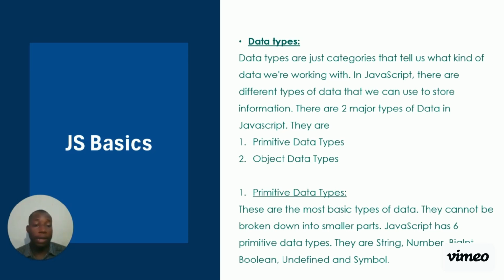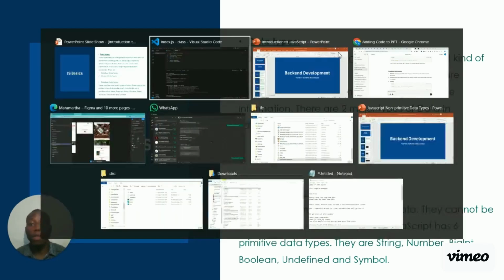Okay, yeah, I think this should be a mistake. JavaScript actually has 7. There's one additional data type called null, but we are going to get into that later on. So we have string, number, big int, boolean, undefined, and symbol. And how do we use each of these primitive data types?